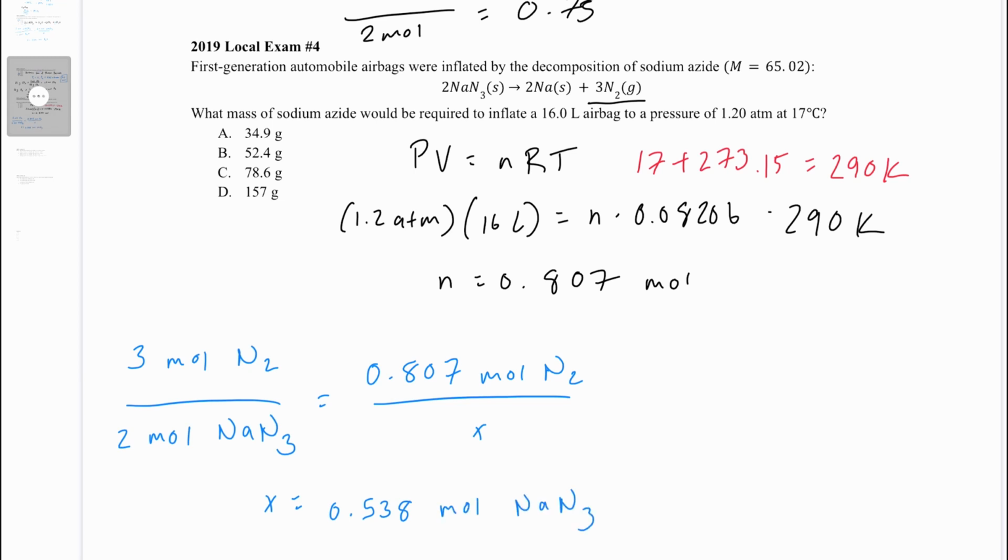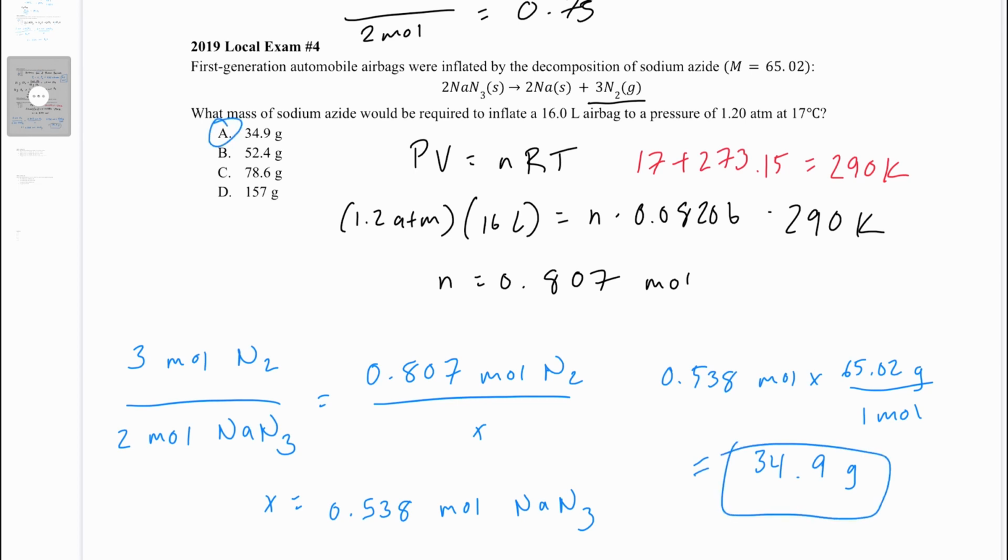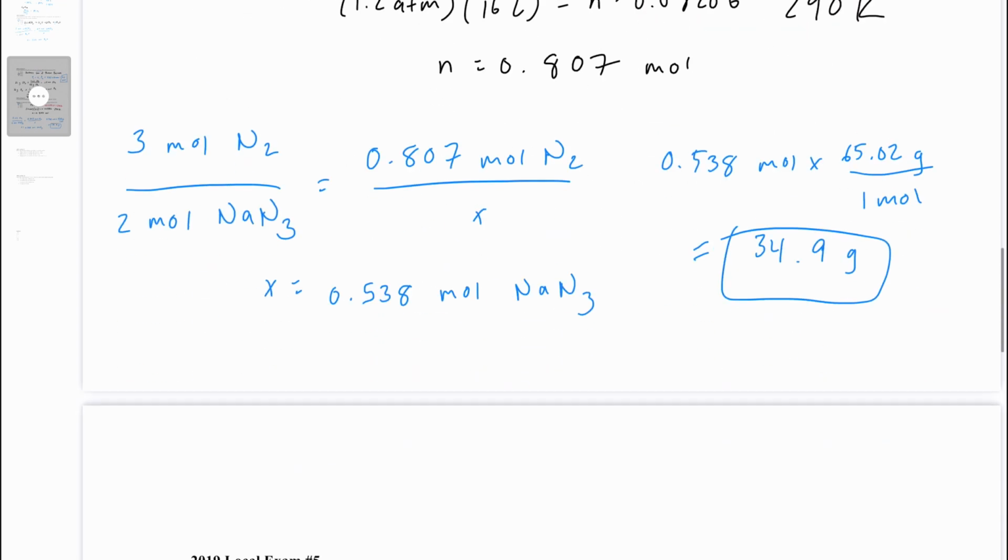But the question does not ask for the moles of it. Instead, it asks for the mass of it. So the way you convert moles to mass is you multiply by the molar mass. So 0.538 moles times the molar mass, which is 65.02 grams per 1 mole. And then if you do the math, it's going to be 34.9 grams. And that is answer choice A. Let's go to question 5.